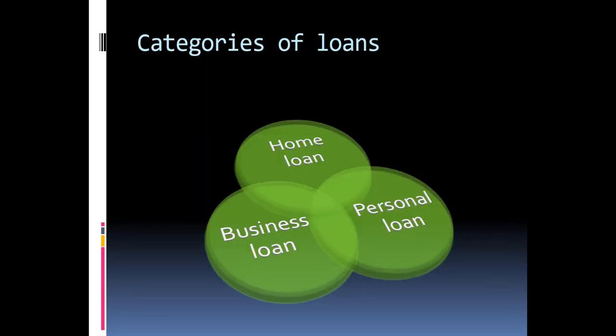Next, we have the categories of loans here, which are home loan, business loan, and also personal loan. When we look here, home loan and business loan are more to the secured loans, and the personal loan is more to the unsecured loans.